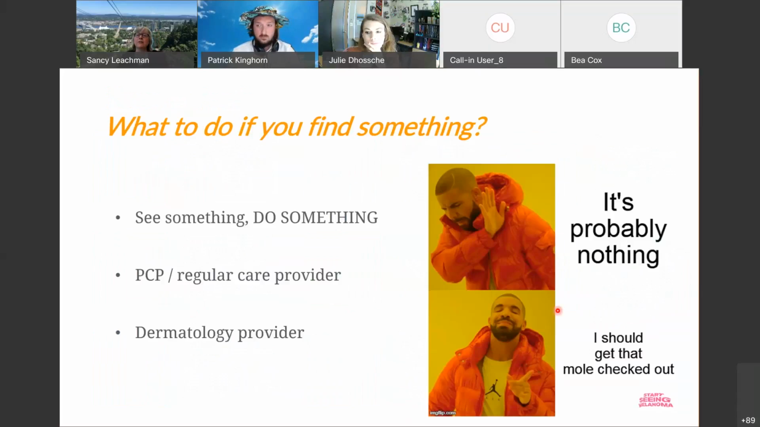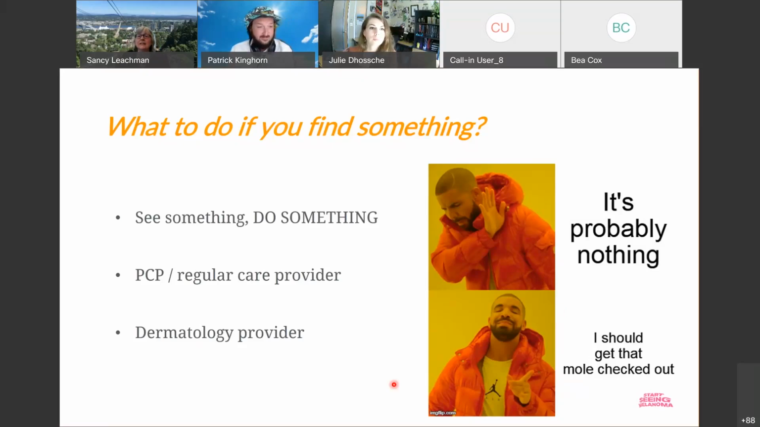So what do you do if you find something? Well, it doesn't do us any good whatsoever if you've looked and checked your skin and now you don't do anything about it, right? The key is you need to be empowered. My goal, my one take-home message for you guys, is please, if you see something, do something. It's just like the TSA, right? If you see something, do something. And it's not, oh, it's probably nothing, denial. It's, wow, I should get that mole checked out.